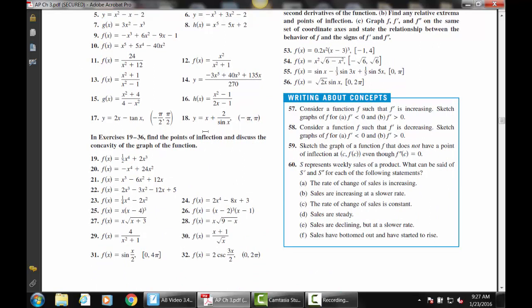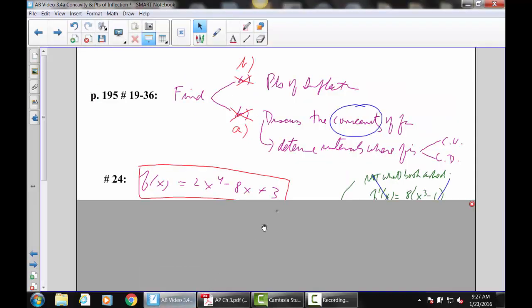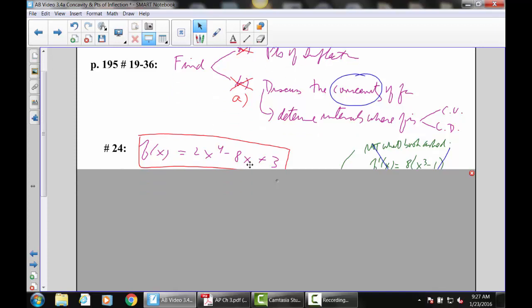Well, how the heck are you going to find the points of inflection if you don't first find out where the graph is concave up and concave down? So I would like you to think of it as do the second part first, and you will end with the first part, which is the points of inflection. Okay, so here's the original.